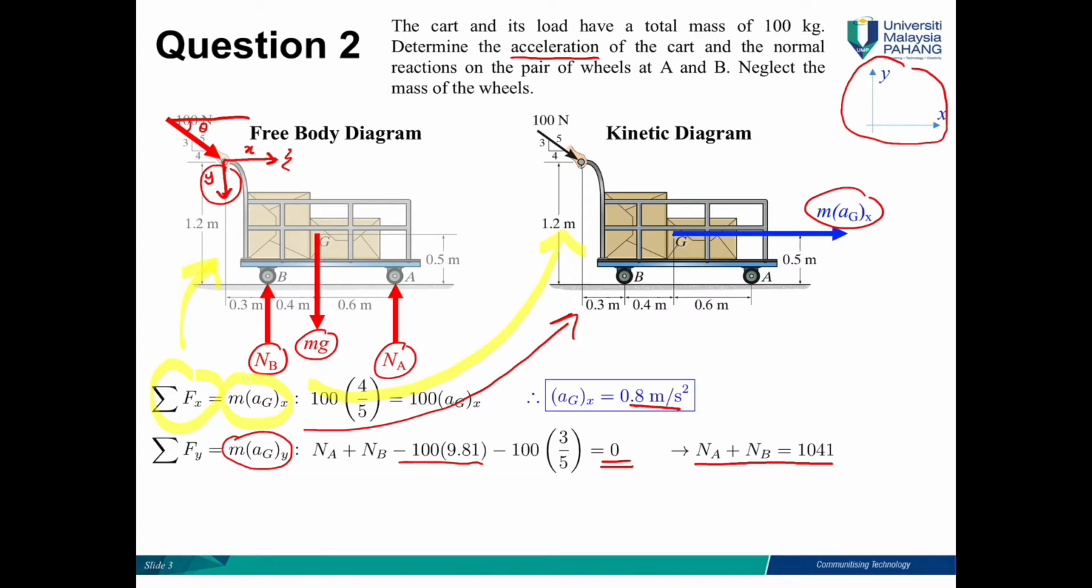So we cannot solve the equation. We have to go into the moment equation. So now I'm going to demonstrate how you can calculate moment other than center of gravity. So normally we calculate the moment at the center of gravity, COG. But this time around, let's say we want to calculate the moment at point B, at this point, point B.